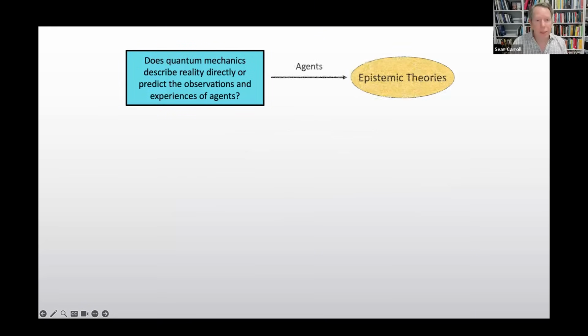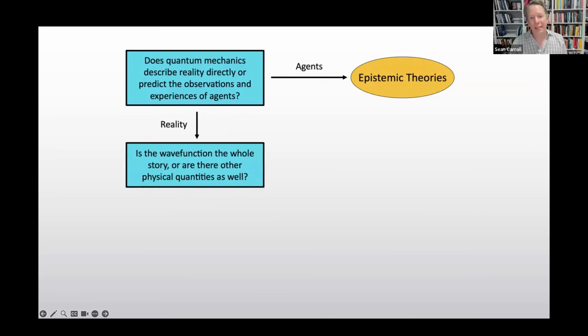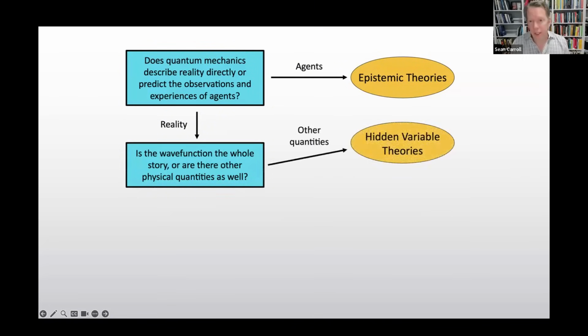If it's just about making predictions, then we have what we call epistemic theories. In other words, the wave function is just a tool to summarize the knowledge that we have about a system. If that's not right, if the wave function is supposed to represent reality, then we ask, is it only the wave function? Is the wave function the entire story, or are there other physical quantities as well? If there are other physical quantities, then we have what are called hidden variable theories.